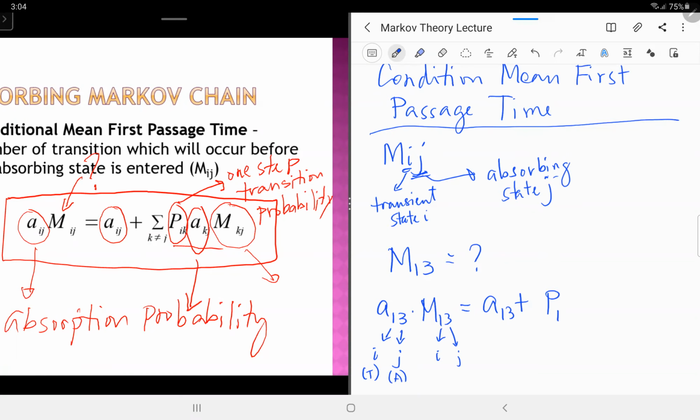What should you have? Okay, so if you follow your formula, you would have 1, P11, okay, K is equal to 1, and then A13, okay, so that's your AKJ, and then your K is 1, and your J is 3.